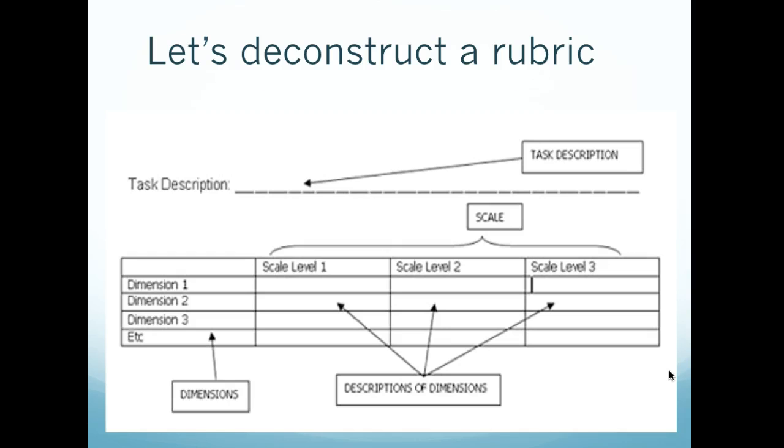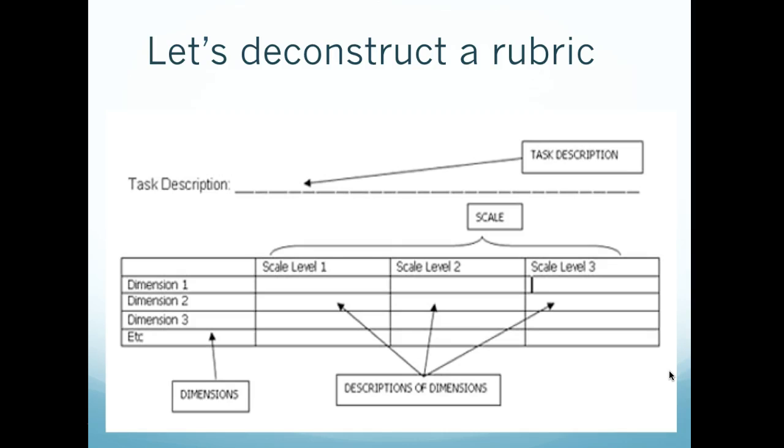So let's deconstruct a rubric. This is just the basic skeleton of a rubric. You have your task description. You have your dimensions, which are the criteria. Generally, the criteria that you're assessing go on the left side. The dimensions, which are the areas you're looking for. We'll look at a couple rubrics so it'll become more clear.